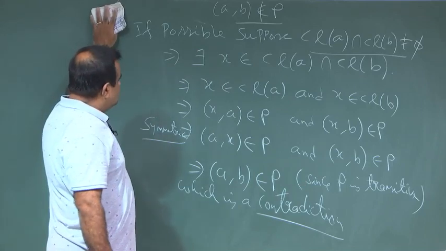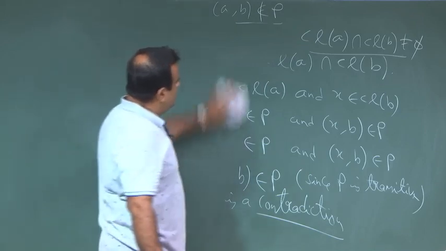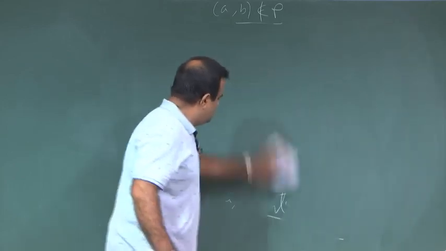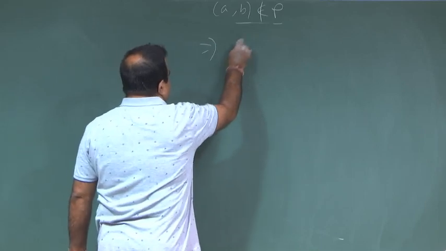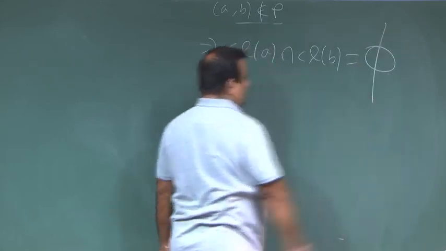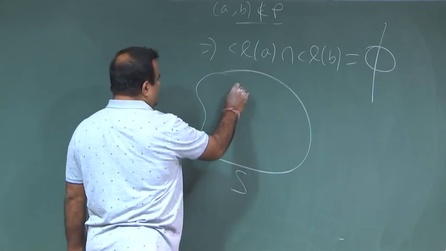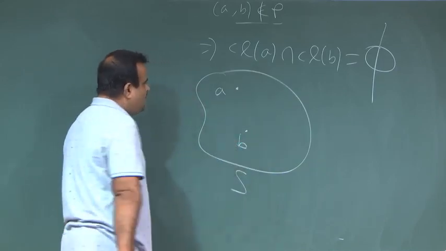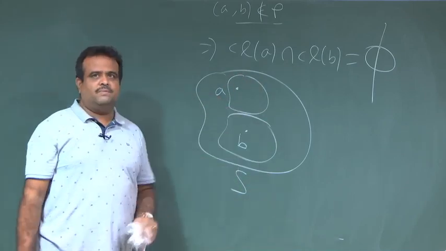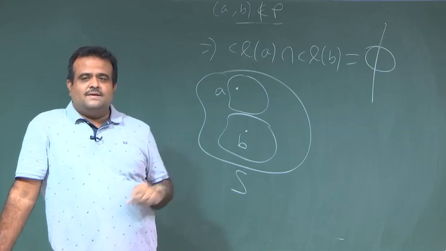Hence, if they are not related, then the class of A and the class of B have no common element. So this implies the class of A intersection the class of B is the empty set. In other words, if this is our S, and we take two elements A, B which are not related, with this the class of A and this the class of B, they will have no common element, because once they have a common element, they have to be in the same class.